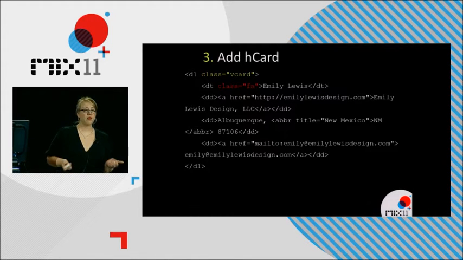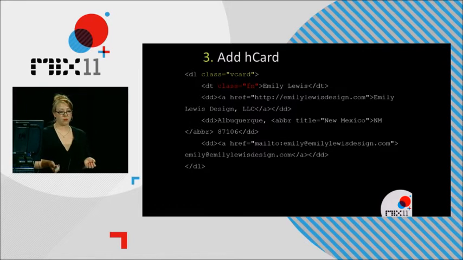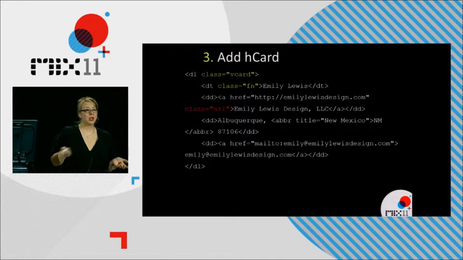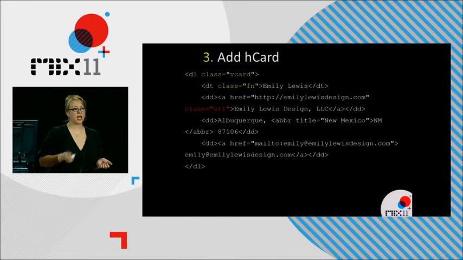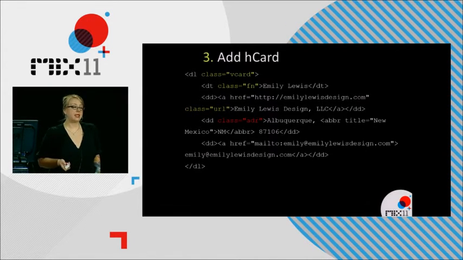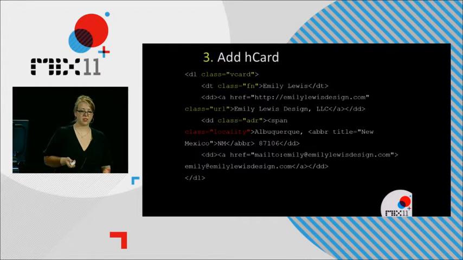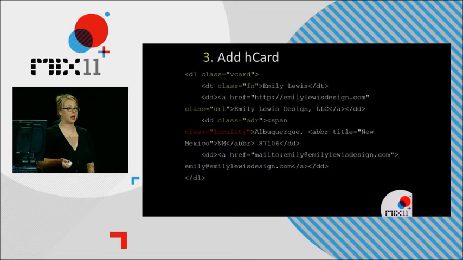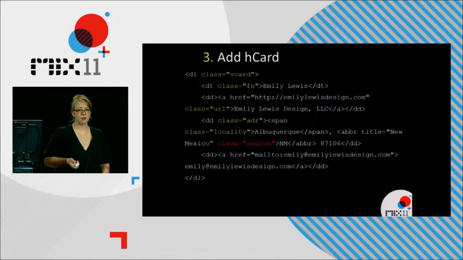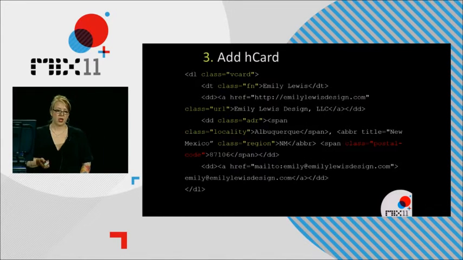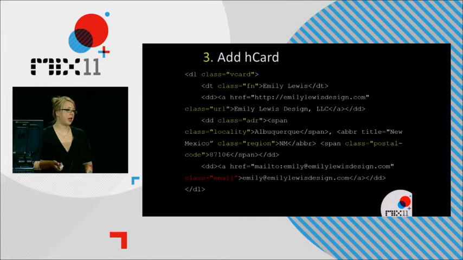Next, I move on and I add the FN class to describe my name. I added a URL for my business, and I added that class URL to say that this is my business. And then I say I'm getting ready to describe the address information here, and then specify my locality for my city of Albuquerque, my region for my state of New Mexico, and my postal code for my zip code. And then last but not least, my email address.